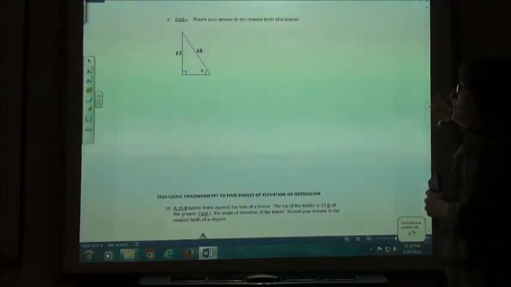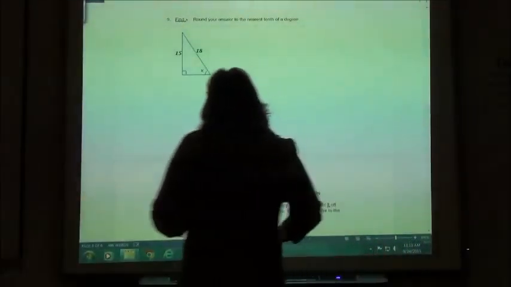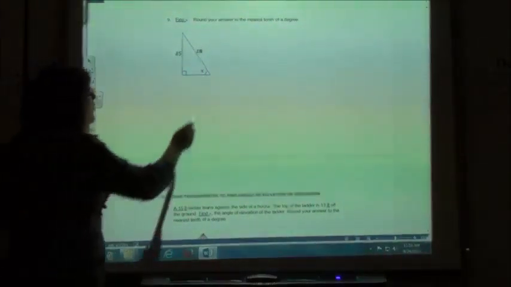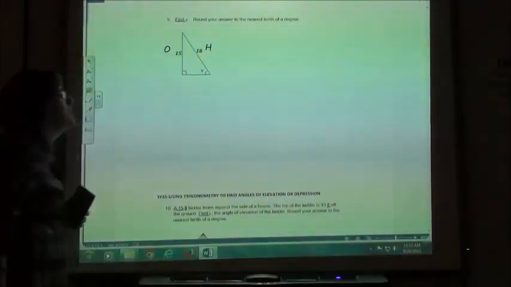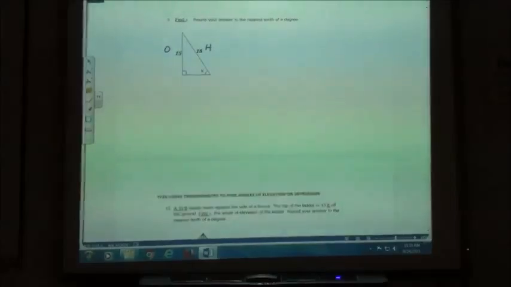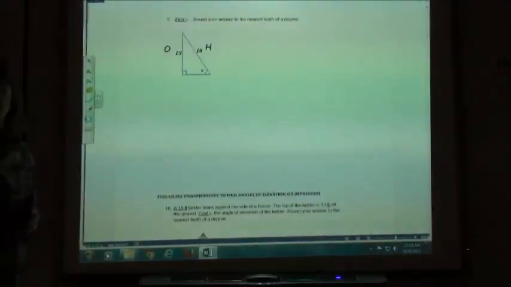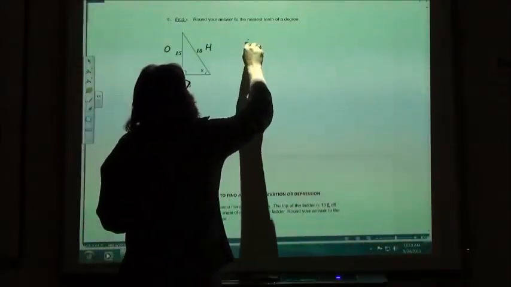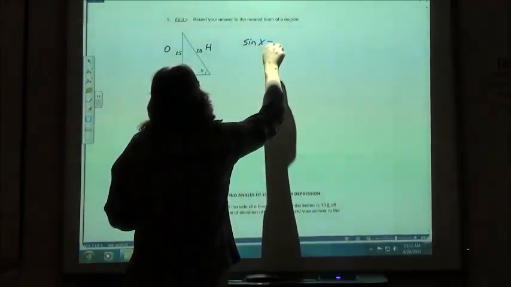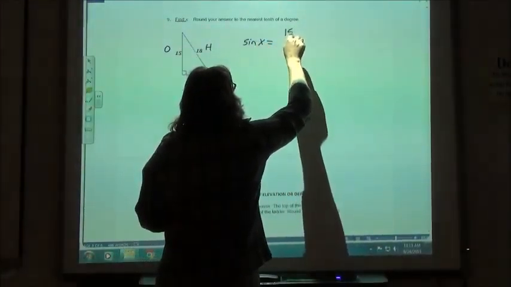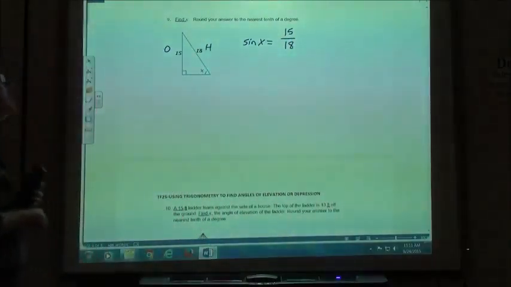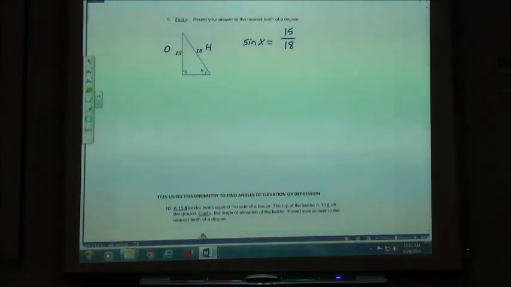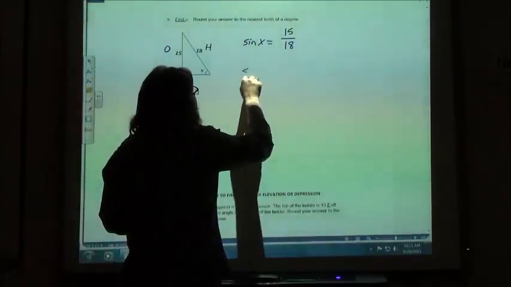So number 9, looking at that one. This time when I look at it, I'm solving for x. I have the opposite and the hypotenuse. So if we have the opposite and the hypotenuse, we want to use the sine. The sine of x equals the opposite side, which is 15, over the hypotenuse, which is 18. And so if I'm going to solve this for x, I have to do the inverse sine, or arc sine, of 15/18.